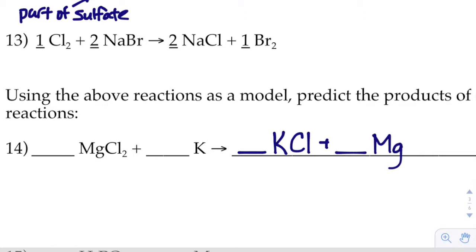We made a new compound, right? We put K with Cl. That wasn't the case on the left-hand side. Anytime you make a new compound, you have to check the charges of the things you're putting together. Well, K is plus 1, and Cl is minus 1, so that's okay. KCl is good.